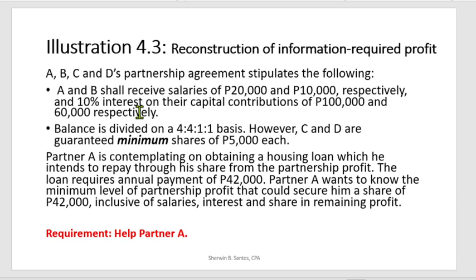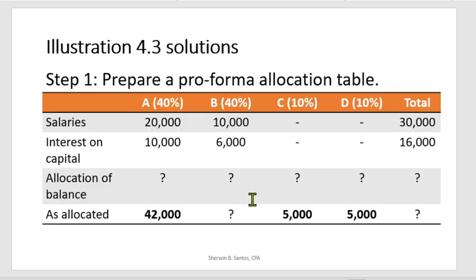So, okay na tayo dyan sa unang item. So, yung balance daw divided 4,411. Okay. Hindi pa naman natin ma-identify kung magkano yung balance, so mamaya pa natin yan magagamit. However, C and D are guaranteed minimum shares of 5,000 each. So, dahil merong guaranteed minimum share, identify muna natin dito na C and D kasi baka mamaya makalimutan mo na meron silang guaranteed share na 5,000. Okay. So, hindi pwedeng bumaba sa 5,000 ang share ni C at D.